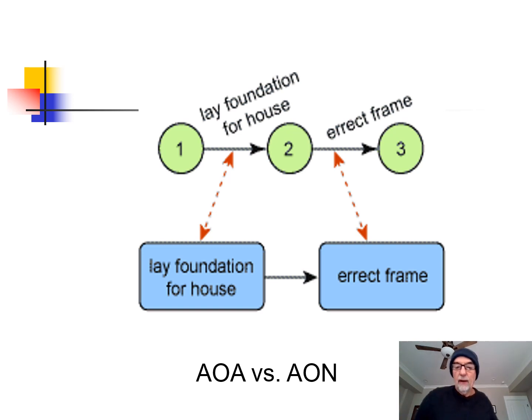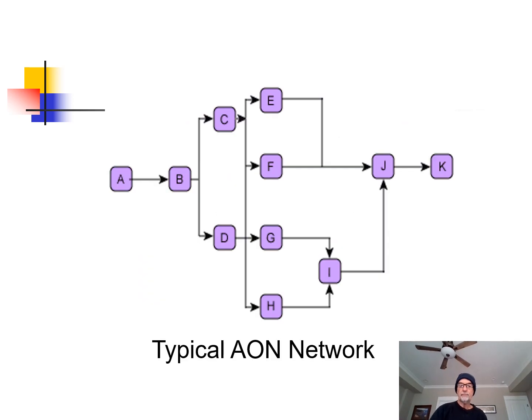Now, activity on arrow versus activity on node. With activity on arrow, as I mentioned, you put the activity name right on the arrow line, but in the node, you put the name of the task inside the box. So you can see the activity on node is a lot more user-friendly. So let's walk through an example. This is something that you're going to be working on later on, and this shows an activity on node network. We have tasks A through K, and it shows the different relationships between those tasks.